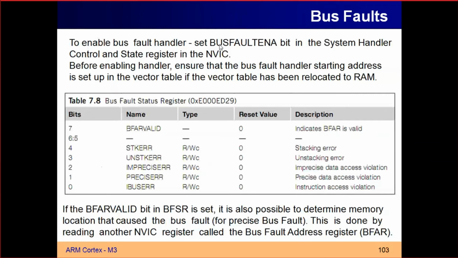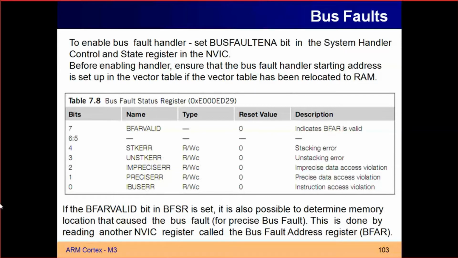So how will you enable the bus fault handler? You have a bit known as the bus fault enable bit in the system handler control and state register, SHCSR. In this handler control register, if this bit is set, then only the bus fault handler will be enabled. By mistake, if it is not set, then a hard fault will be generated.